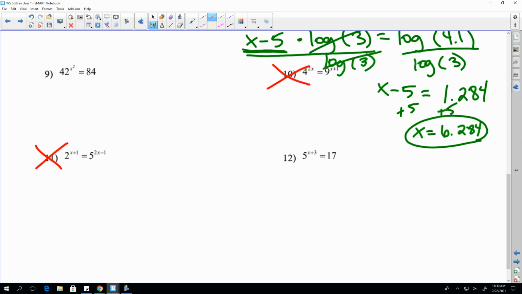Numbers 10 and 11, I'm having you skip them because there's a variable on both sides. And this is going to be a little bit more than we need to do right now. Yeah, let's take a look at number 9.